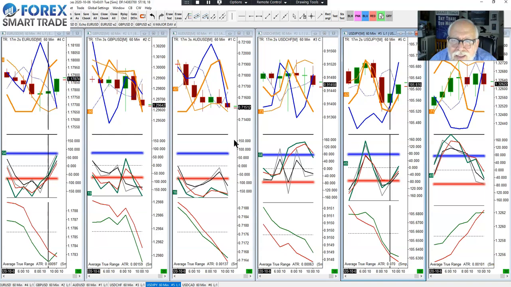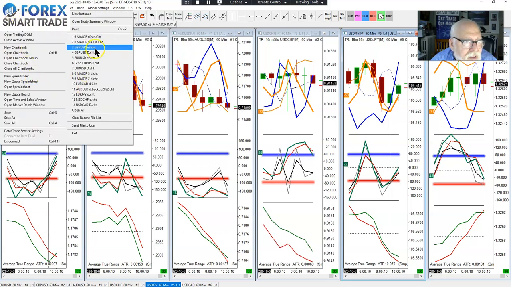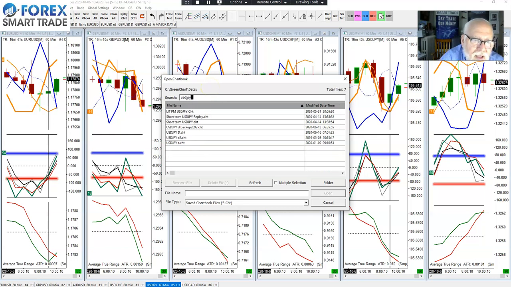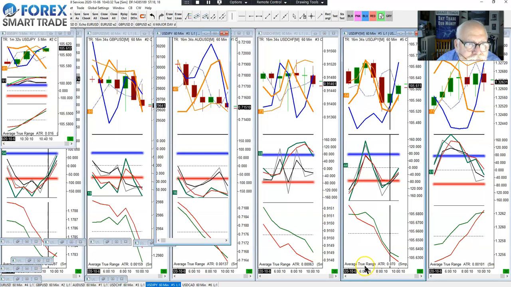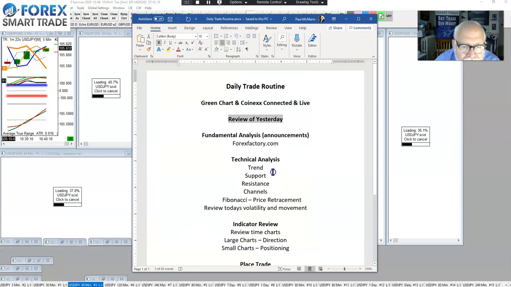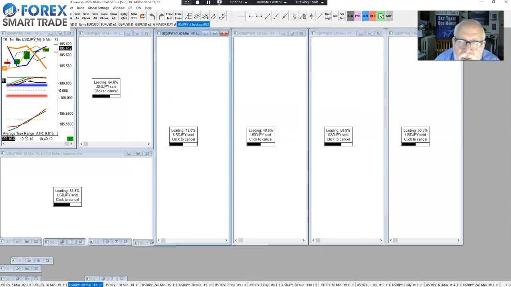So now what I want to do is take a look at the detailed chart to see what this might be worth. So to look at the detailed chart, USD JPY, I haven't had that open in a while. Let's just go ahead and open chart book. USD JPY. Now, going back and looking at my analysis, I want to know what's the trend, what's the support and resistance, what's the channel, to help me decide whether this is a good trade or not. So let's give it a second to load.